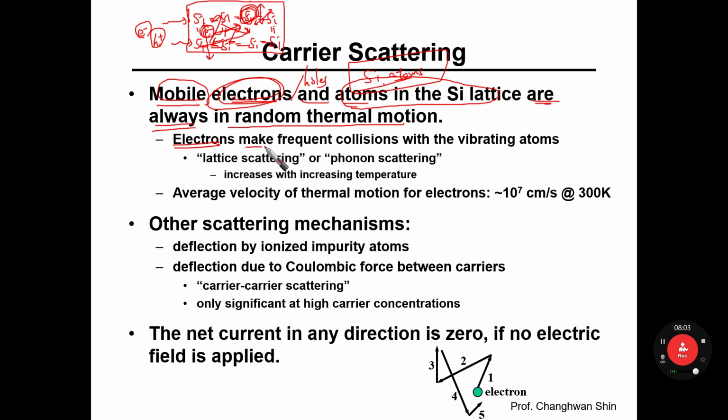So electrons make frequent collisions, simply speaking, they hit vibrating atoms. So what are they? Vibrating atoms, that is, silicon atoms. But using the jargon, the professional words of solid state physics, that is named as phonons. So here is a phonon. A phonon indicates a vibrating silicon atom. So this phonon collides with electrons quite often.